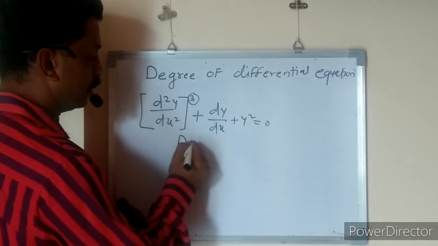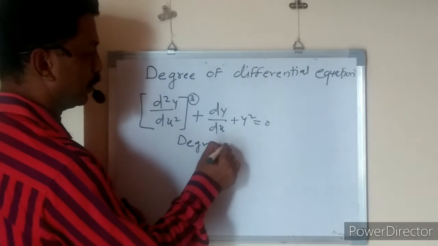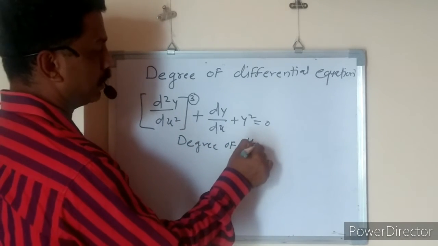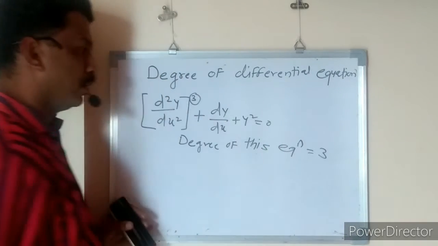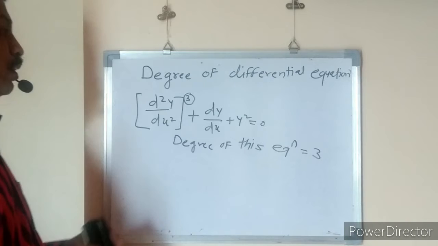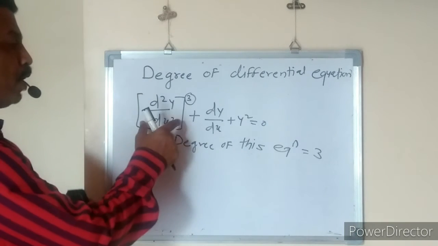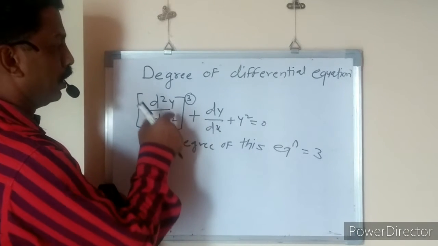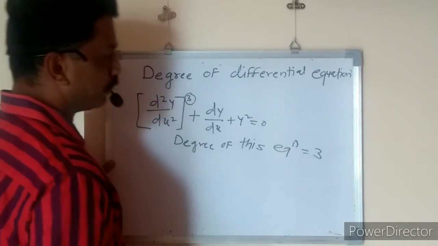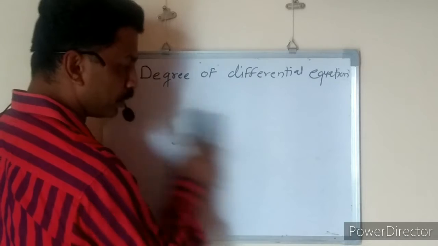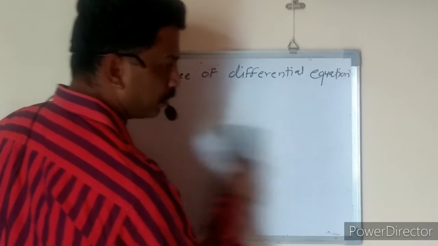So here we say that the degree of this equation is 3. The highest power of the derivative, the derivative's power, is known as the degree of differential equation. Now we take another example.